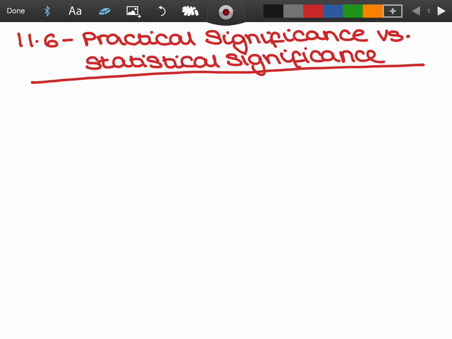So in this video, we're going to look at 11.6, which looks at the difference between the practical significance of a hypothesis test and the statistical significance of a hypothesis test. Sometimes when we do these hypothesis tests, you'll see that there is a significant difference between, let's say, the p-value and that alpha value, that significance level.